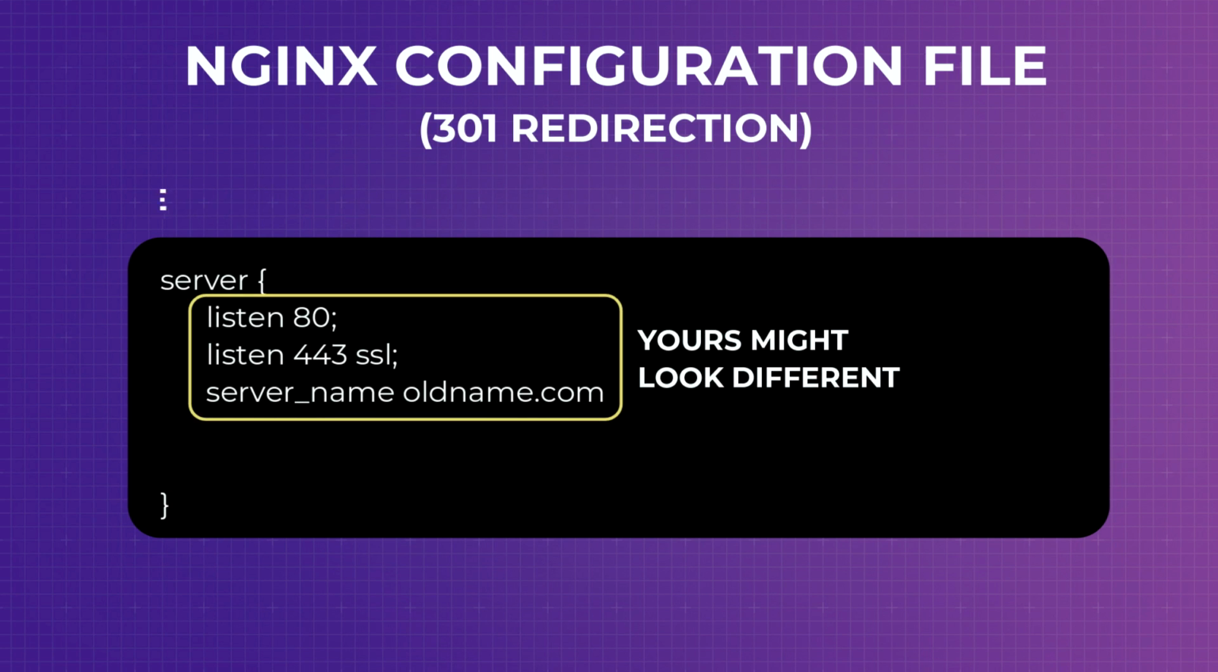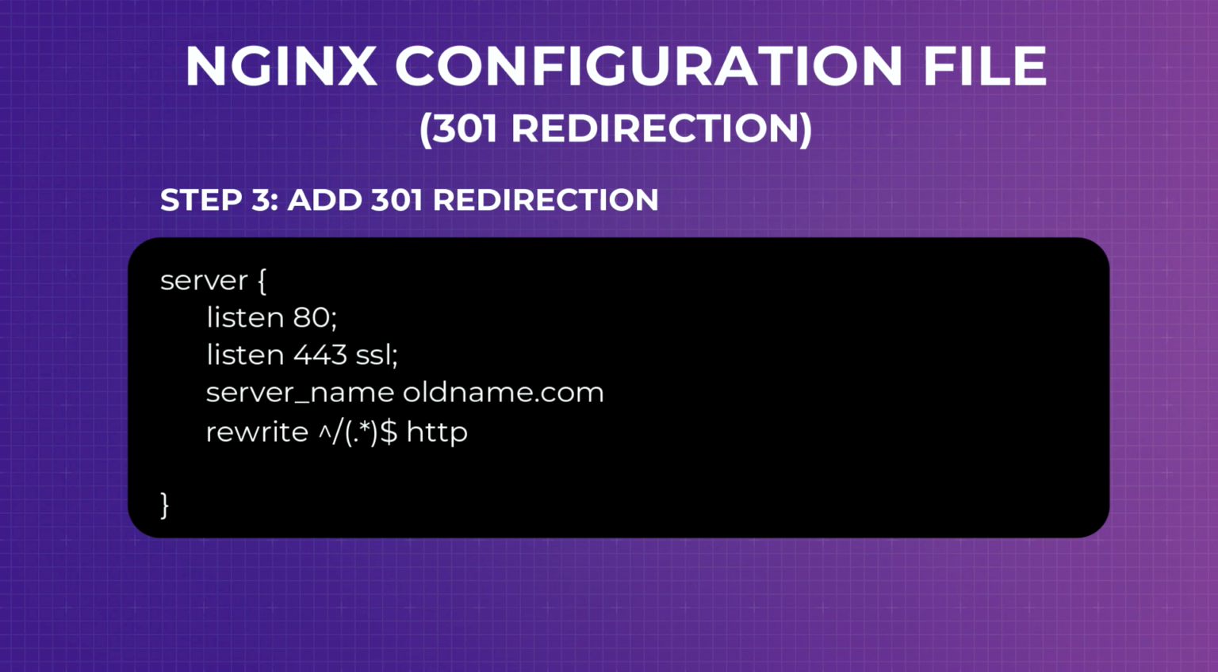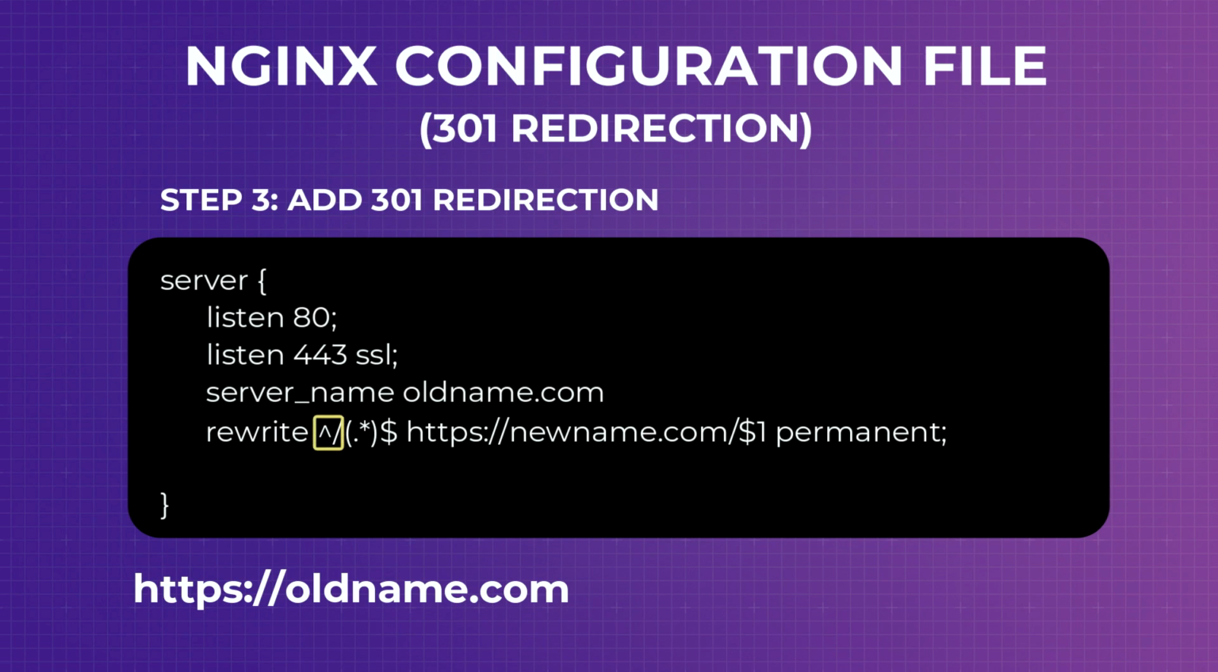Once the file is open, within the server block, you want to add this command. The rewrite command tells Nginx to change one or more URLs that match a given pattern. The rest of the characters work just like the regular expression or regex redirection we have talked about. This indicates the start of the URL path, and this basically means match anything that follows after the start of the URL path. The dollar means the end of the URL.